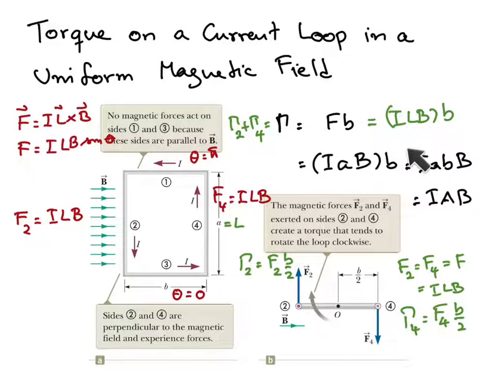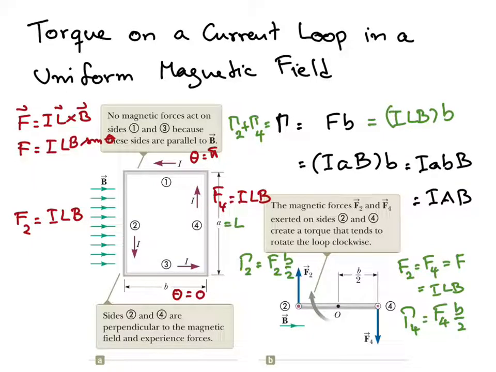Okay, and if we rearrange this, we have I A b B. This is the capital B, this is small b. You can see that this A times b is the area of this loop. So we can finally write this as I A B. A is the area of this loop, and B is the magnetic field. I is the current in this loop.